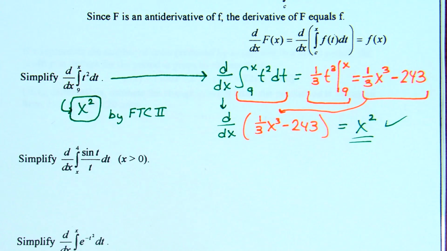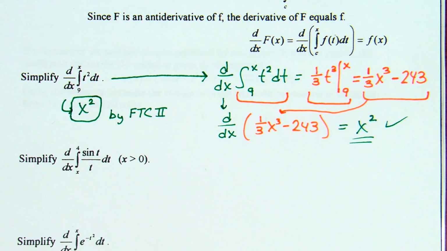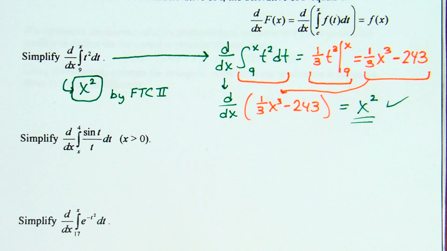I can rewrite this as d/dx of the negative of the integral from 4 to x of sine t over t. Remember, putting a negative out front allows the boundaries to flip. And so now, if we were to work this out, we would end up with sine x over x, except there now is a negative sign out front. So negative sine x over x.